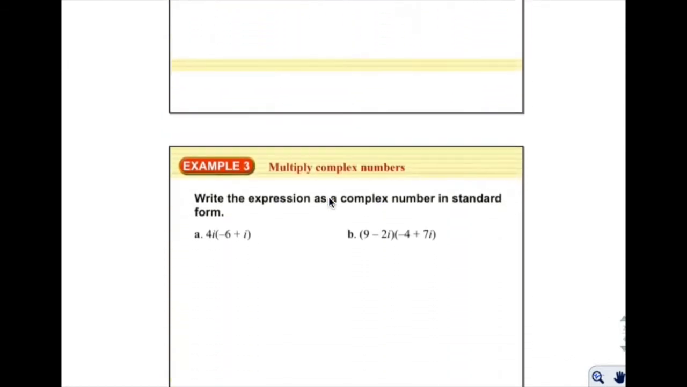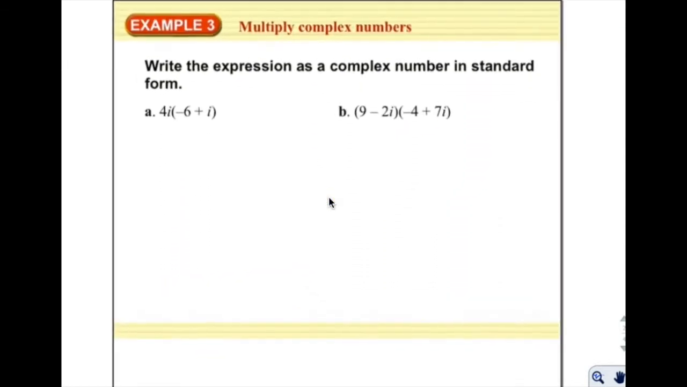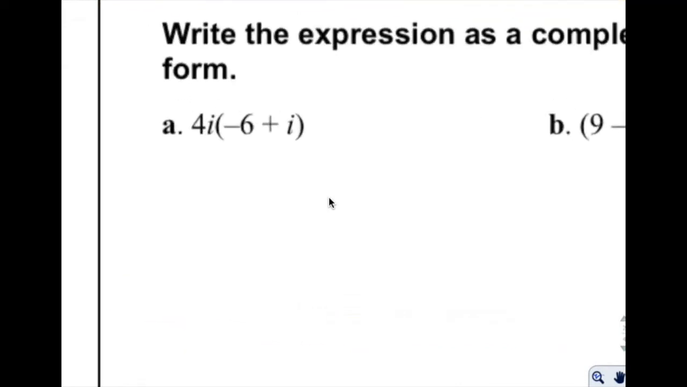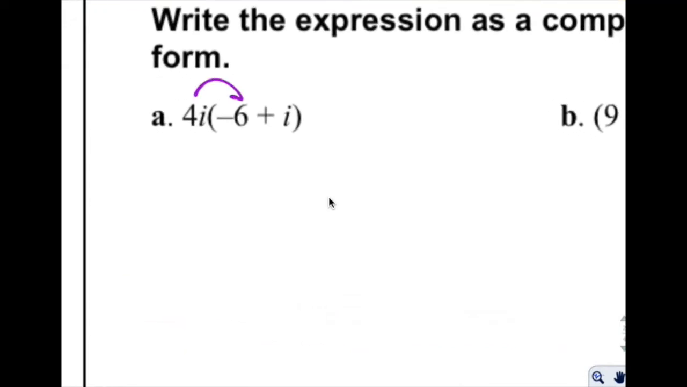Moving on to example number 3. It says multiply an expression as a complex number in standard form. So again, I'm going to simplify thinking about i as a variable, and then I'm going to write my solution in standard form. So the first one, I have 4i times negative 6 plus i. I'm going to think of this just as being a distributive property problem. So 4i times negative 6 is negative 24i, plus 4i times i is 4i squared.